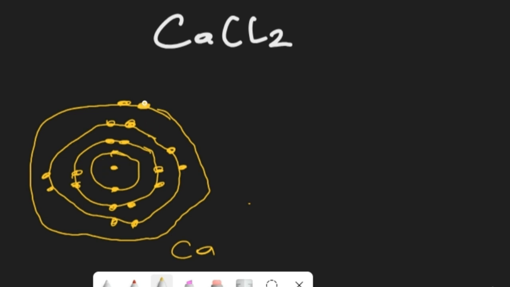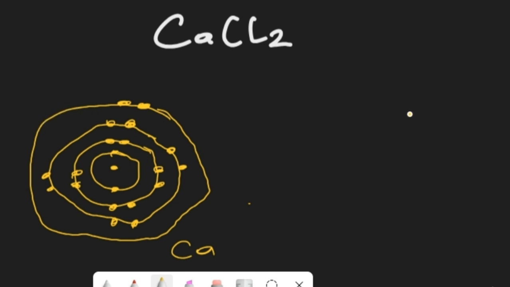And then this is the electron distribution in those shells. Here it has 2 8 8 2. Now calcium needs to lose these 2 electrons so that it can maintain a completely filled outermost shell here. So when it loses these 2 electrons, this shell will disappear.